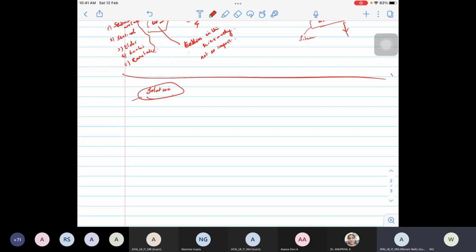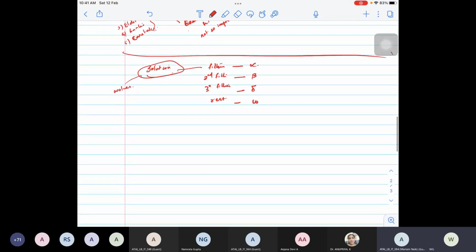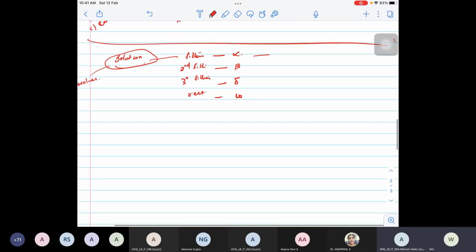So solutions are basically the wolves, and now you have the fittest solution, then the second fittest, then the third fittest, and then the rest. Right? So the fittest is called alpha, the second fittest is called beta, the third fittest is the delta, and the rest are called the omega. And in the GW algorithm, you have different phases.